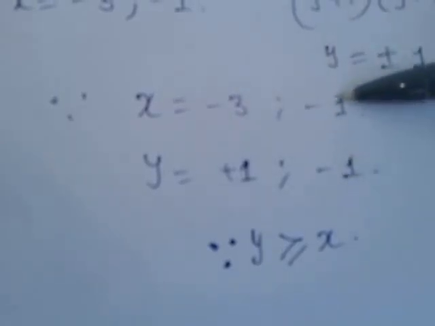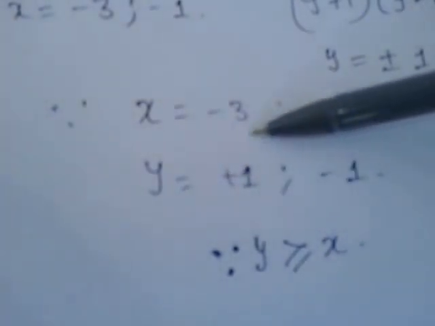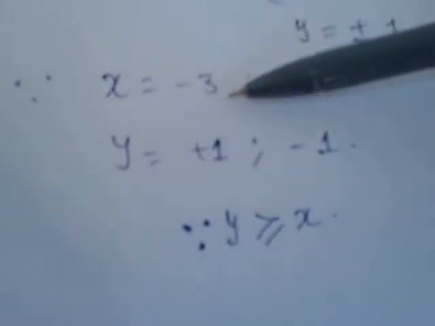If you compare this minus 1 with this, x equals y. If you compare the other two, y is anyway greater because the plus sign is greater. So from this what you are getting is y is greater than or equal to x, right? So this is your answer: y is greater than or equal to x.